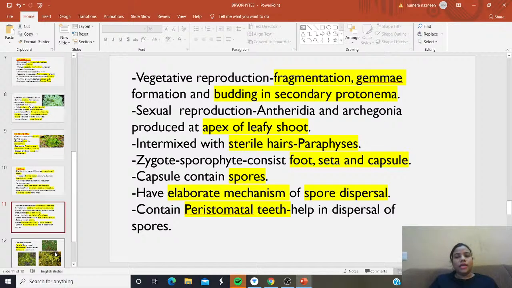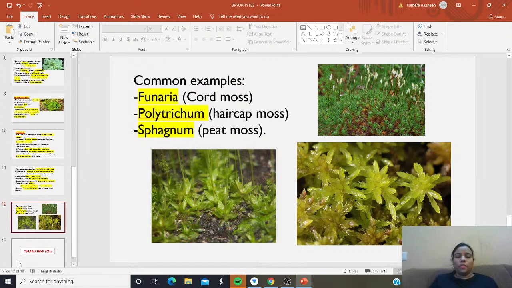For sexual reproduction, antheridia and archegonia are produced at the apex of the leafy shoot, and they are intermixed with sterile hairs called paraphyses. The zygote develops into a sporophyte and consists of foot, seta and capsule. Again, the capsule contains spores, but spore dispersal has an elaborate mechanism. They contain peristomial teeth which help in dispersal of spores. The common examples are Funaria, cord moss, Polytrichum, haircap moss, and Sphagnum, which is peat moss.